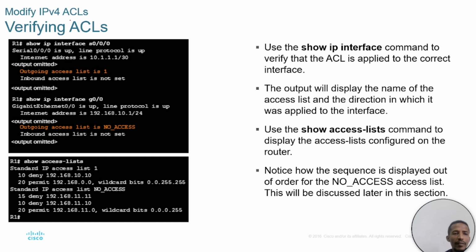How do we verify? Verification of an access control list, we can use show IP interface. In that case, show access list can be used, and we can also see based on the interface. So you can see this is an access control list number and what kind of permission and denial have been created.